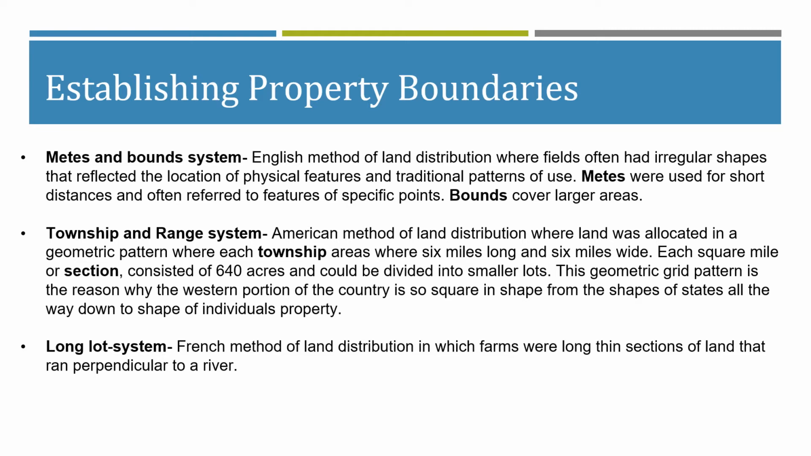In France and in French colonies, they used what is known as the long lot system. Basically, this is where farms were attached to a river, and they're long and skinny. That's what a long lot system is. So they run perpendicular to the river, these long and skinny plots of land, to give as many farmers access to the river as possible.